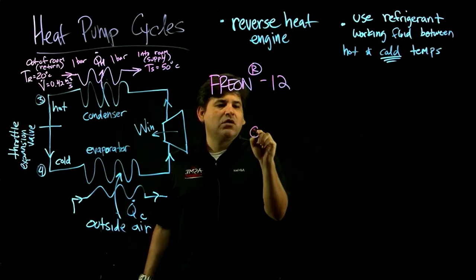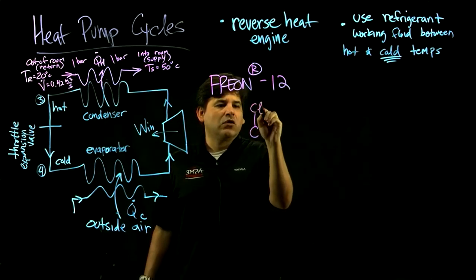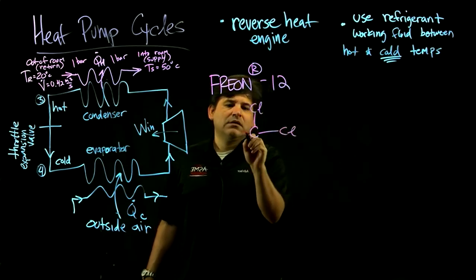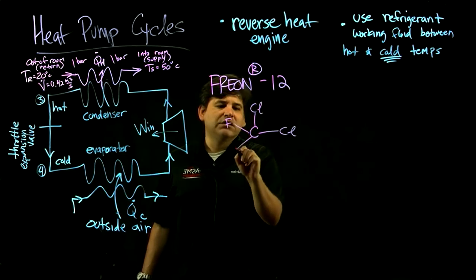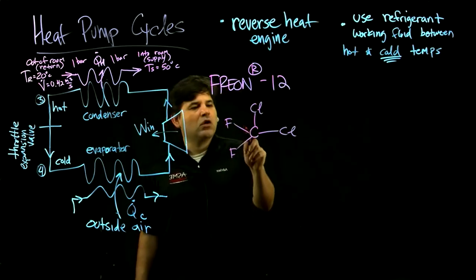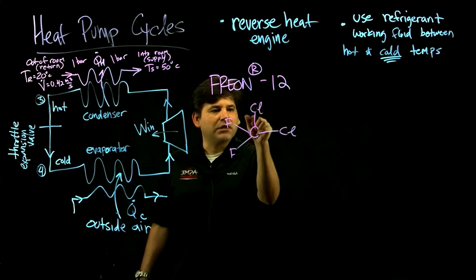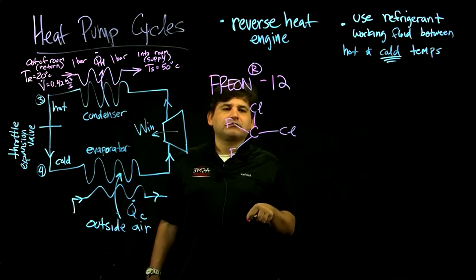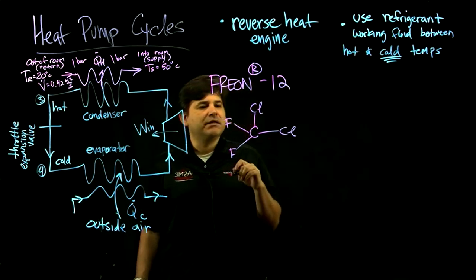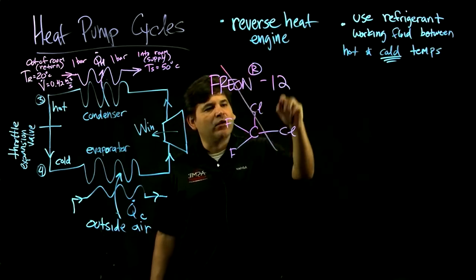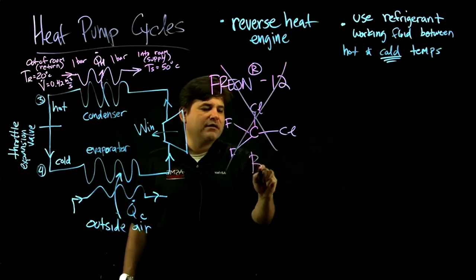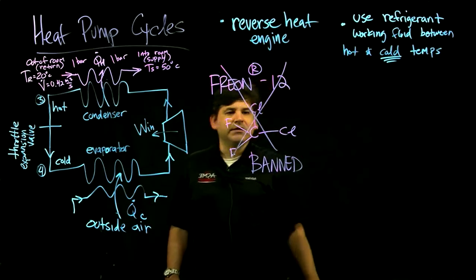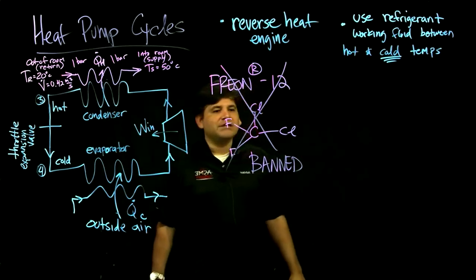Freon 12, the molecule, literally looks like this. It has one carbon, then it has a chlorine, and another chlorine, and then it has fluorines. So this is a chlorofluorocarbon, CFC. And it's been banned. It works really well, but it's banned. You maybe can get it in TJ if you really want, on the black market. And why is it banned?